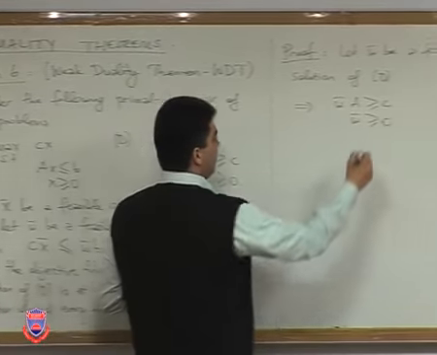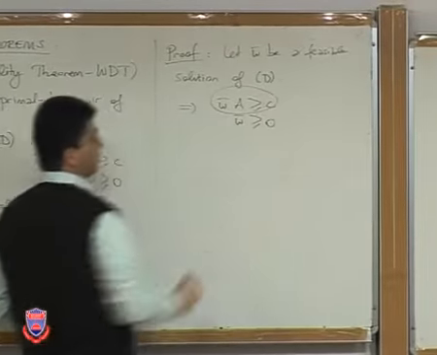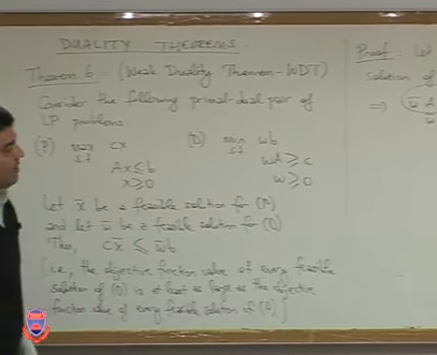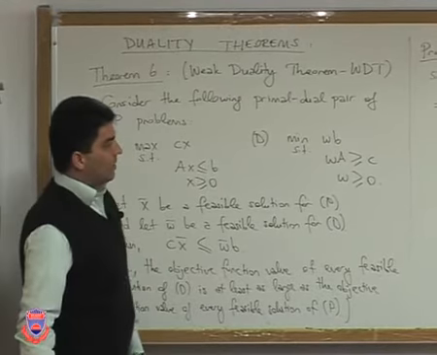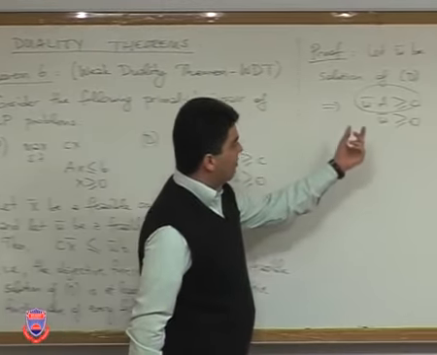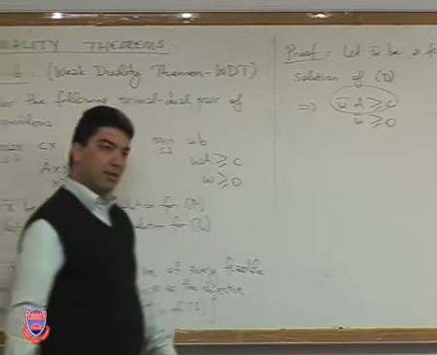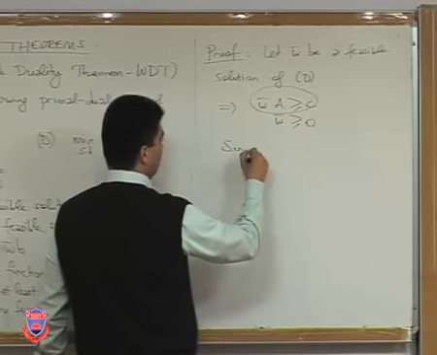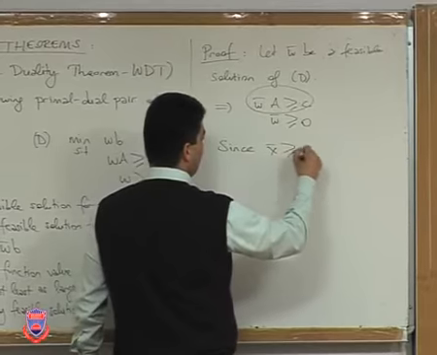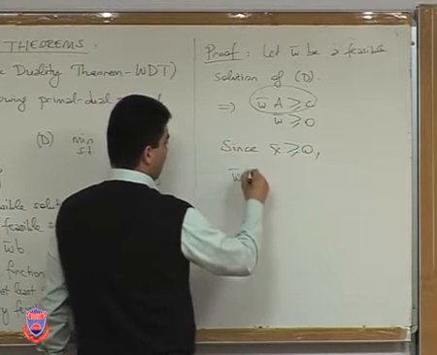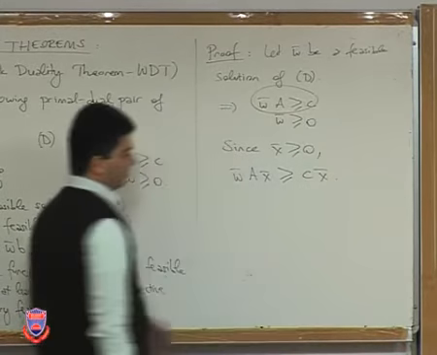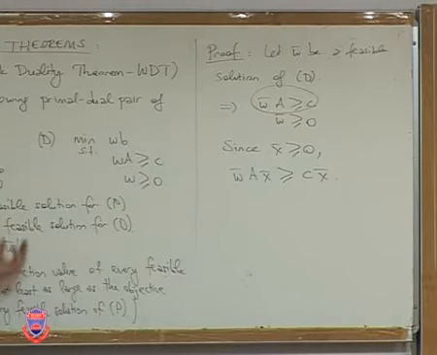So now what I'm going to do is focus on the first inequality. W bar times A should be at least as large as C. I will multiply both sides from the right by the vector x bar. Since x bar is non-negative, I'm allowed to do that. We have W bar times A times x bar is greater than or equal to C times x bar, where x bar is the primal feasible solution.